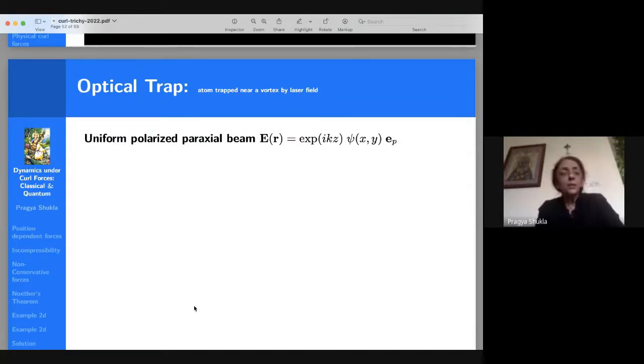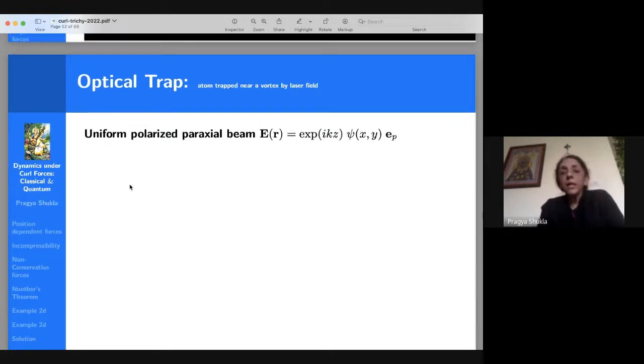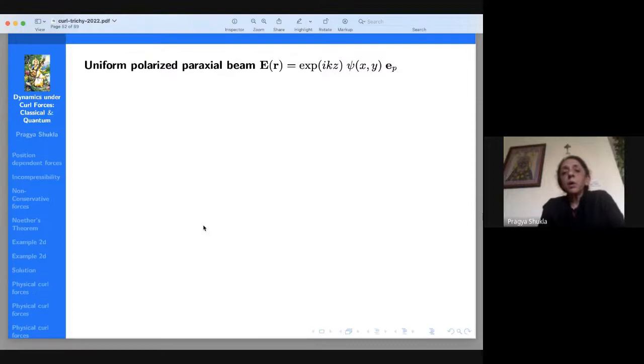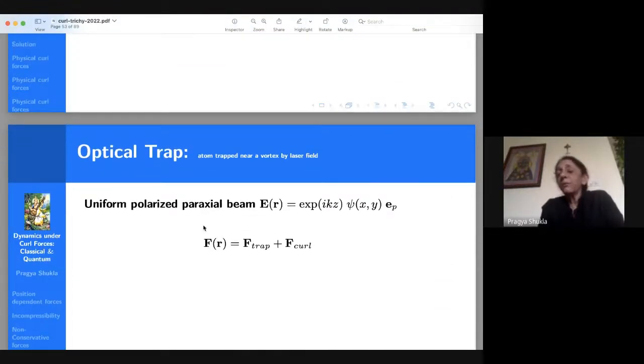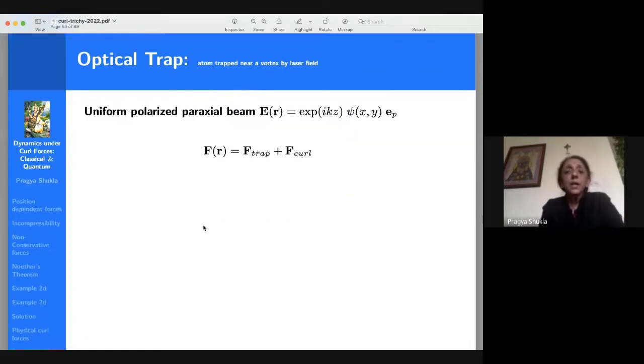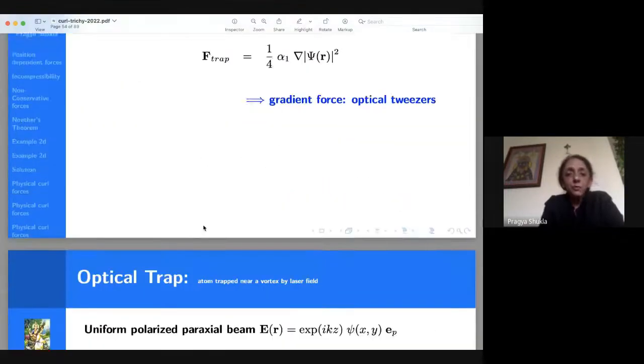I have shown you that this appears. No, actually this is the concept of the optical trap, and this has already been given a Nobel Prize. Of course, when Ashkin introduced this idea of the optical trap, he did not know that he was talking about curl forces, and that these forces are very different from the usual forces. So let me go to the complete slide.